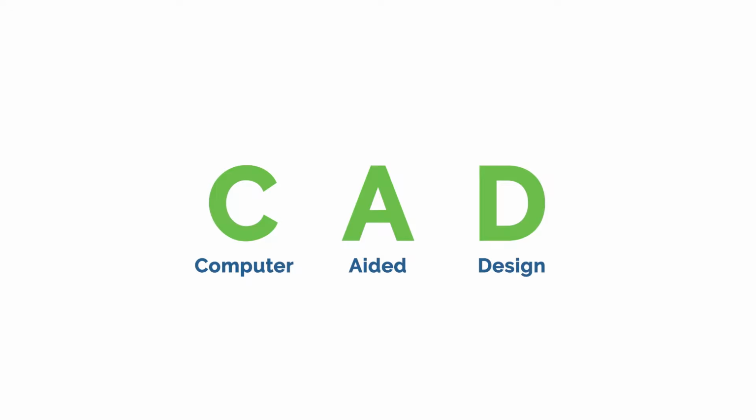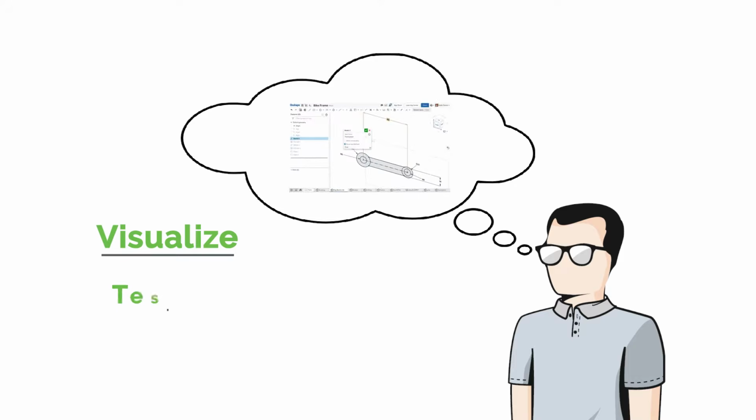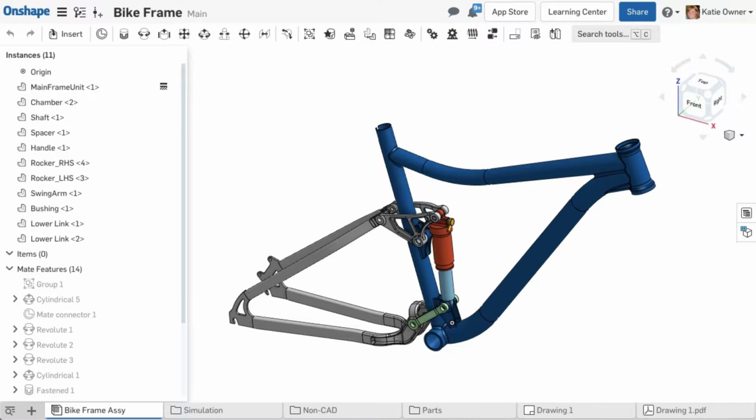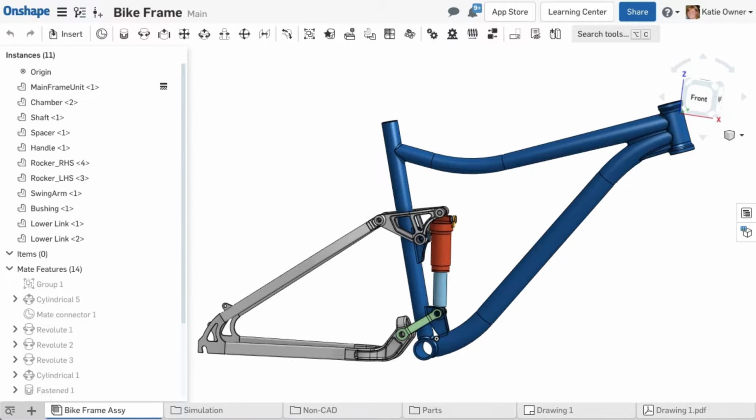CAD, or computer-aided design, is a tool used by engineers and designers to bring their ideas to life. CAD is used to model and engineer designs, allowing engineers to visualize, test fit, and explore how mechanisms function before prototyping or manufacturing. CAD provides users with an efficient and robust engineering environment to test, design, and implement their ideas.